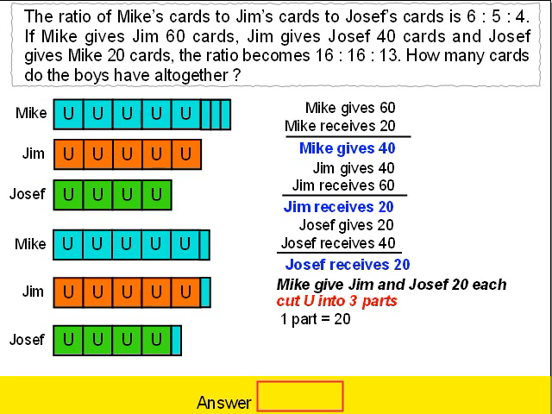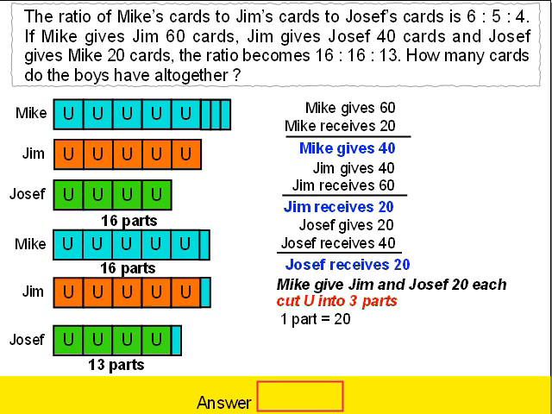So now we know that 1 part is 20, and we convert all the units to parts. Since we cut 1 unit into 3 parts, that means 1 unit is equal to 3 parts. So we put it down in a model here. Mike has 16 parts, Jim has 16 parts, and Joseph has 13 parts. And 1 part is equal to 20.